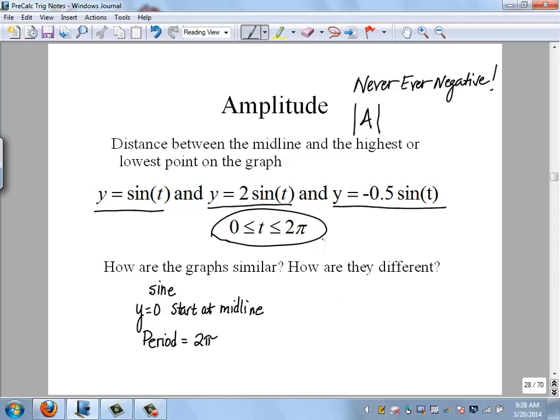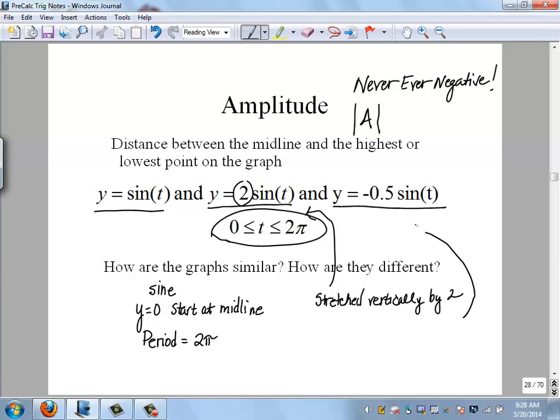Well, this one has a 2 out front, so that means this has been stretched vertically by 2. And in the last chapter we multiplied 2 by our y's. So that's our amplitude, so it's going to stretch and it's going to be higher and lower. So it's going to go up to 2 and down to negative 2.